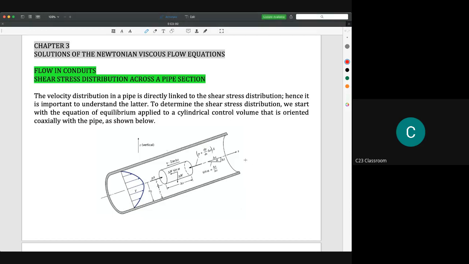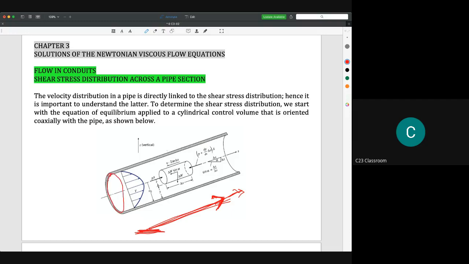So the difference is that in Poiseuille flow, we are discussing the flow which is upward like this one, because it is not natural flow. It is not possible for fluid to flow in a natural way from the lower elevation to the higher elevation like this one.